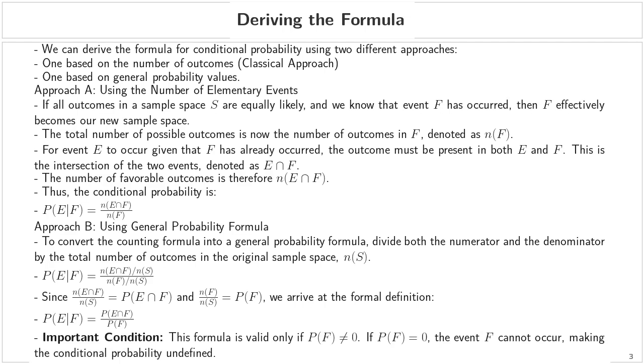However, there is one vital rule you must remember. This formula is only valid if the probability of F is not equal to 0. If the probability of F is 0, it means event F can never happen in the first place, which would make our division impossible and our conditional probability undefined. Keep this in mind as we move into our next slide to see this formula in action with a real-world example.